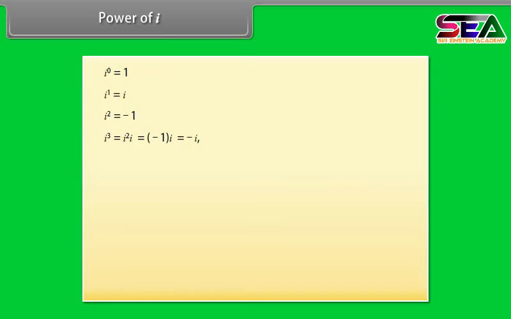We get minus iota. Similarly, iota raised to power 4 is equal to square of iota square, which is minus 1 square, is equal to 1. Iota raised to power 5 is equal to square of iota square into iota, is equal to minus 1 square into iota, is equal to iota.